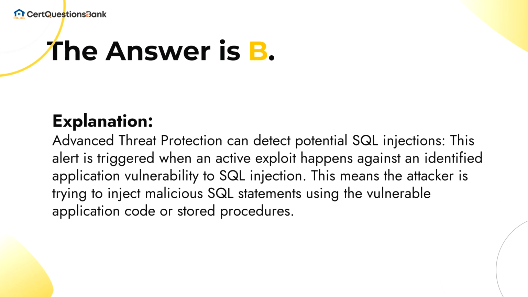The answer is B. Advanced threat protection can detect potential SQL injections. This alert is triggered when an active exploit happens against an identified application vulnerability to SQL injection. This means the attacker is trying to inject malicious SQL statements using the vulnerable application code or stored procedures.